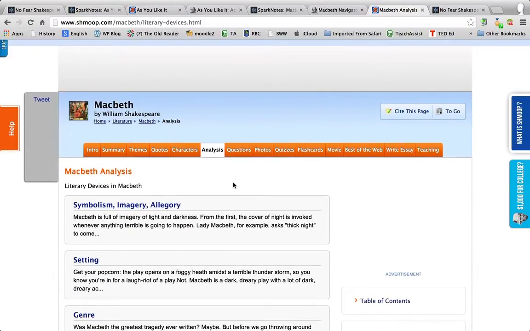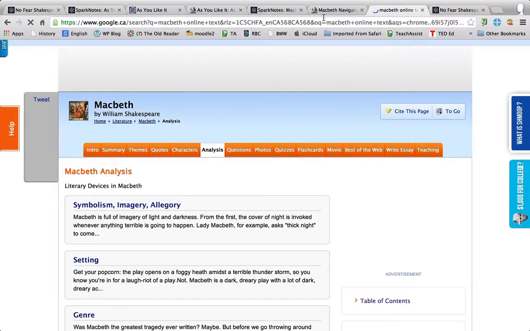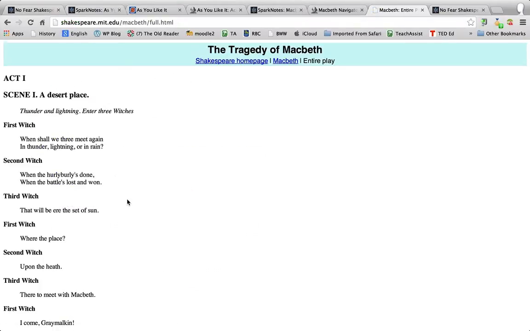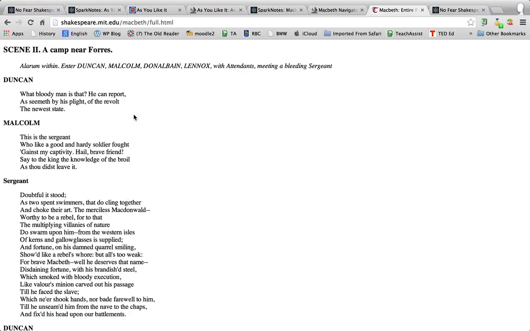So even before reading the text, preview what's coming up so you're not so worried about understanding everything as you go through. In this case, let me go to the Macbeth online text and go through the scene. Okay, Act 1, Scene 2. Pretty simple and straightforward here. I've already previewed the text, so I sort of know what's coming up. That takes a lot of the tension away from reading.